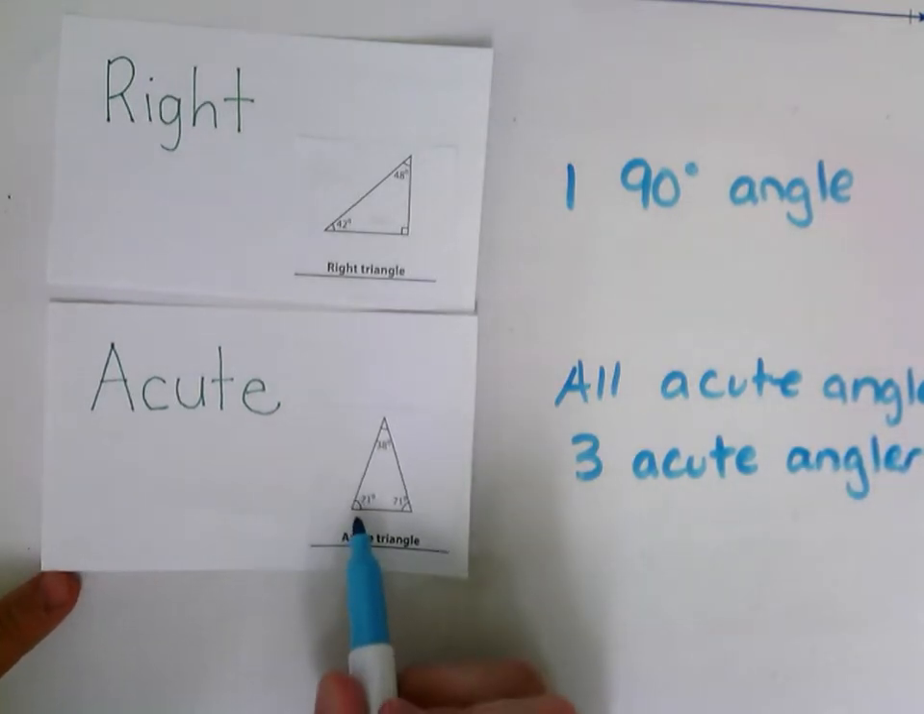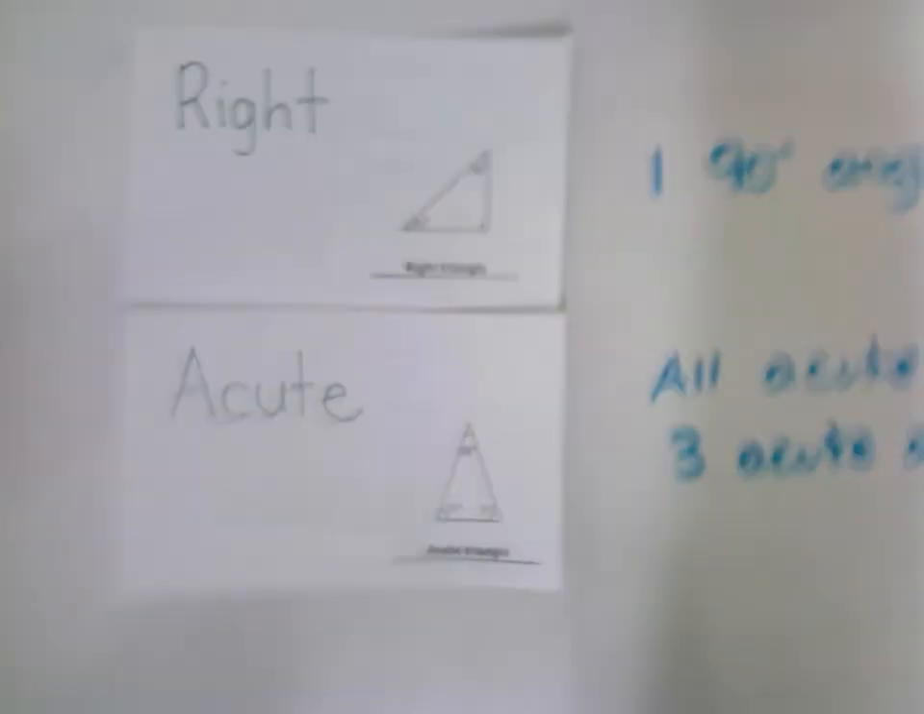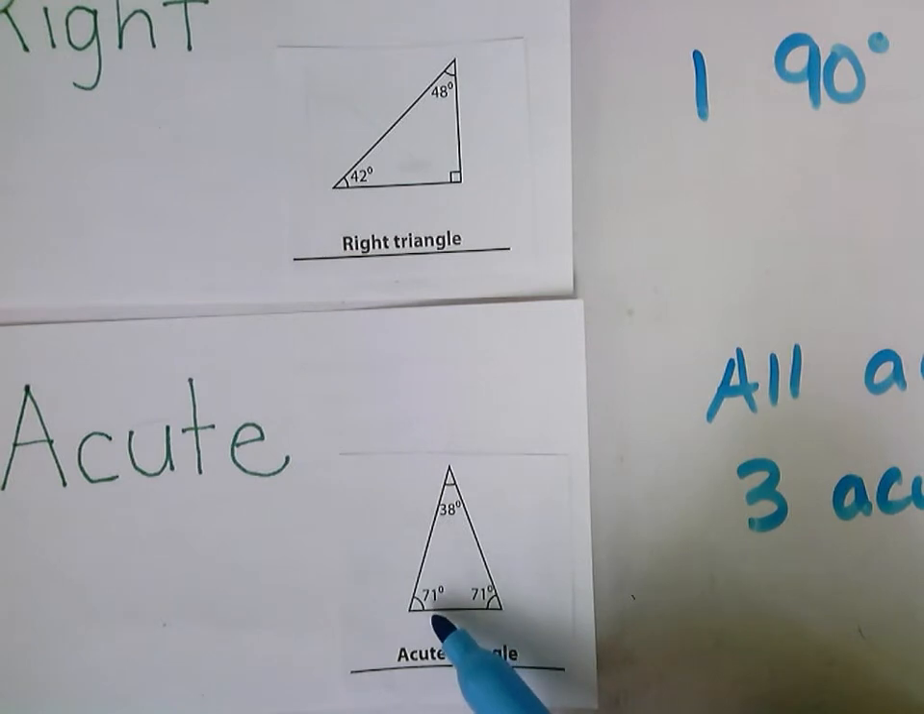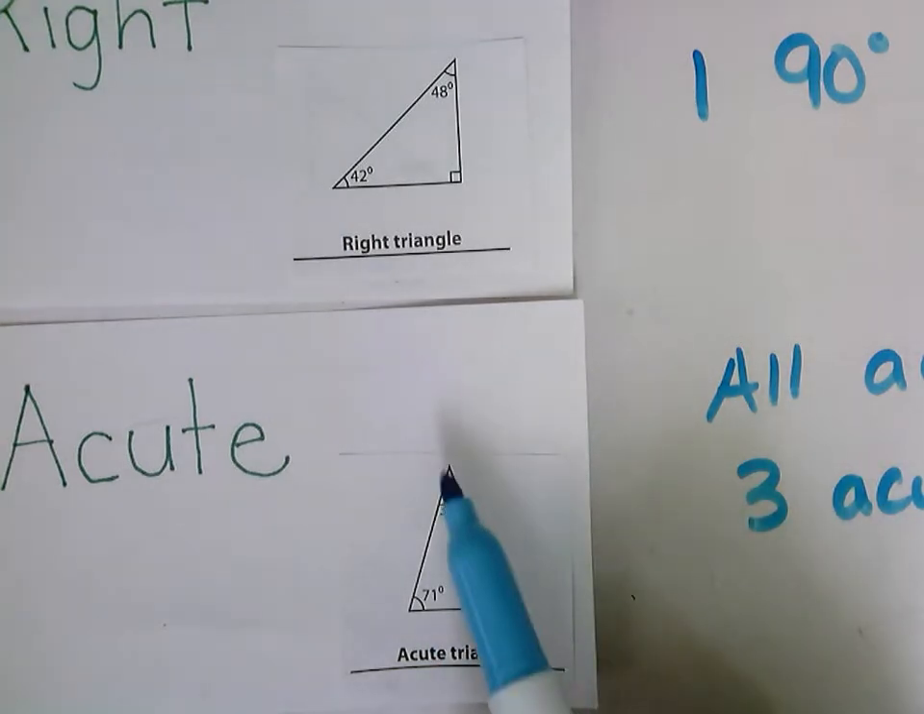So in this example, one of the angles is 38 degrees, which is less than 90. One of the angles is 71 degrees, and this other angle over here is 71 degrees. Both of those are also less than 90. So all three angles are less than 90 degrees.